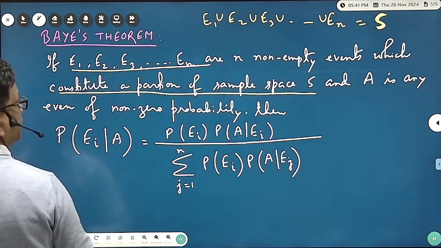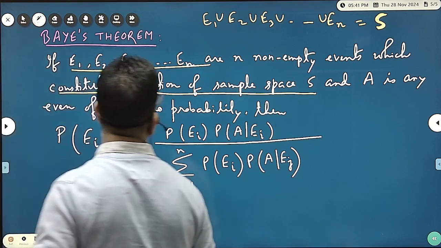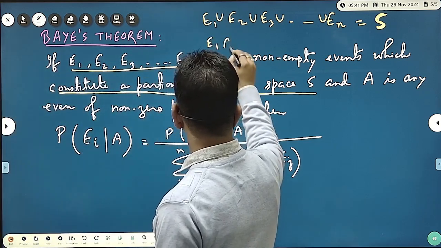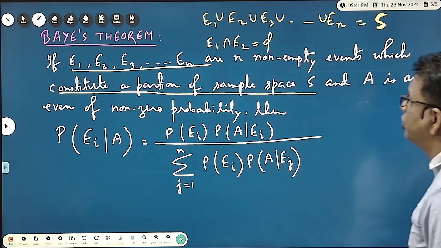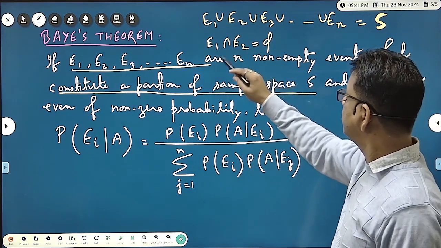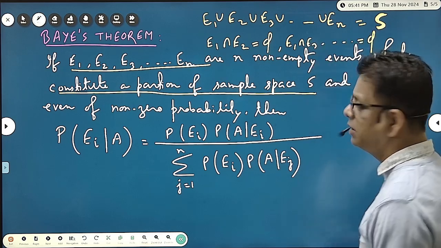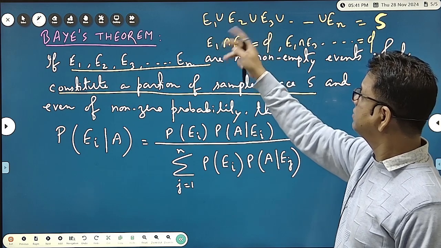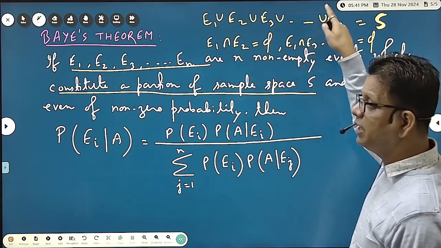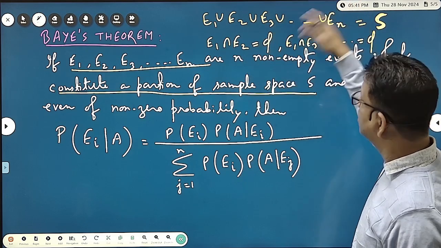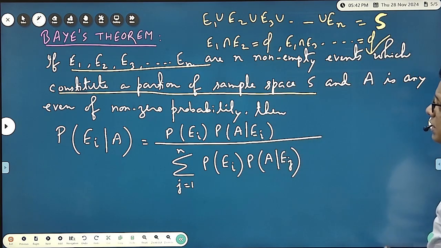So partition means their union must be the sample space. Secondly, if you take E1 intersection E2, it must be phi. Phi means no element in that. Pairwise, it's not only E1, E2; you can take E1 intersection E3, and so on. Any two events taken, their intersection, E3 and E4, E2 and E9, all these pairwise intersections must give phi. In that case they are called a partition.